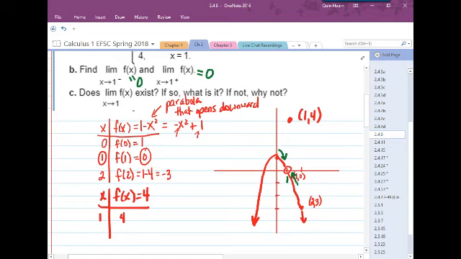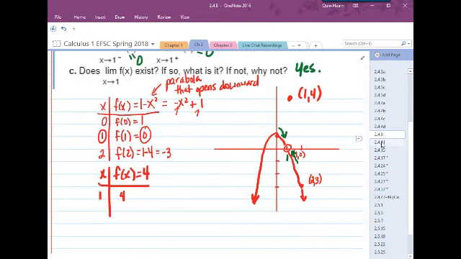So when they ask you, does the limit as x approaches 1 of f of x exist? You can say yes, because the limit from the left equals the limit from the right, and they're both equal to each other. I guess that's what I just said. Okay. All right.